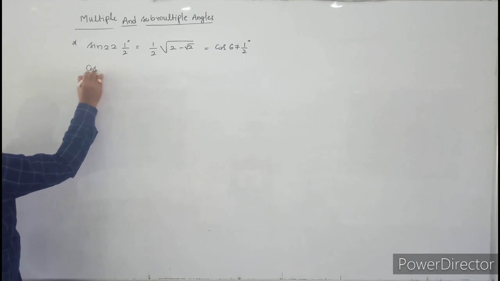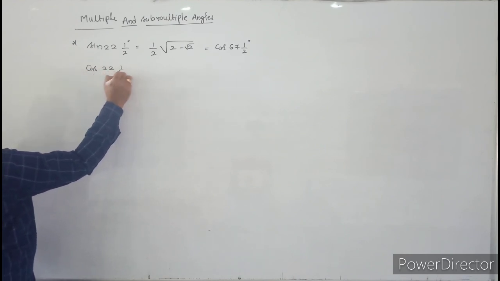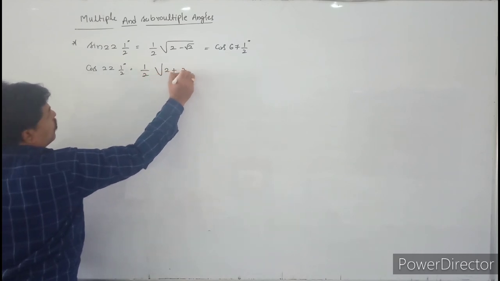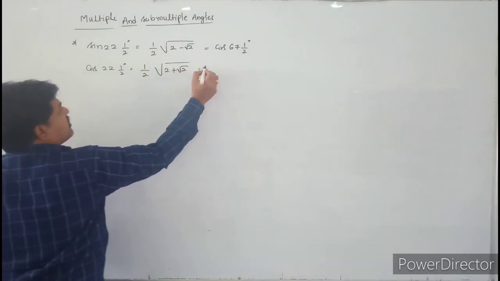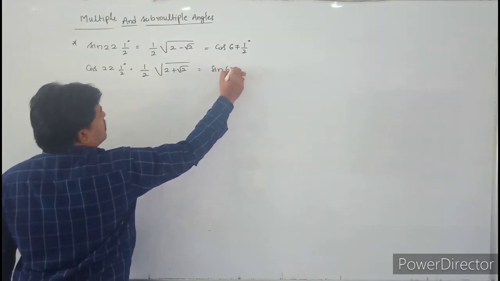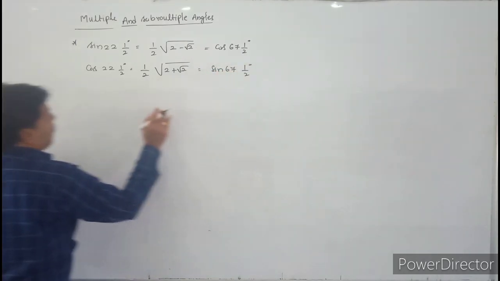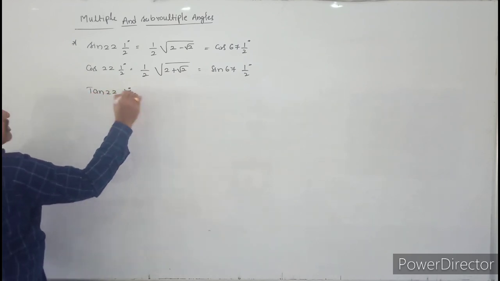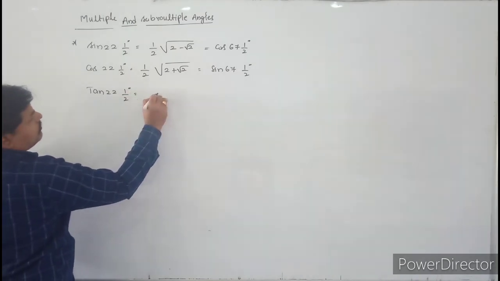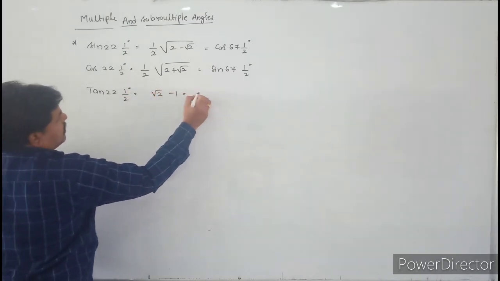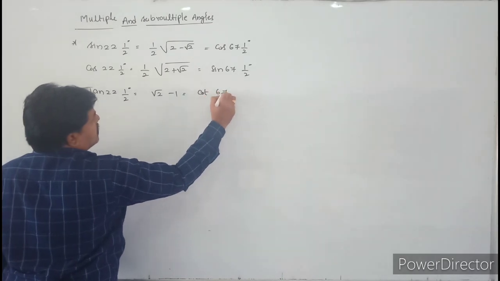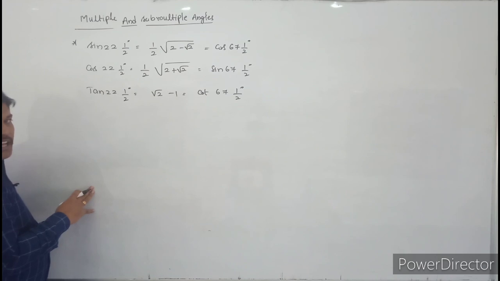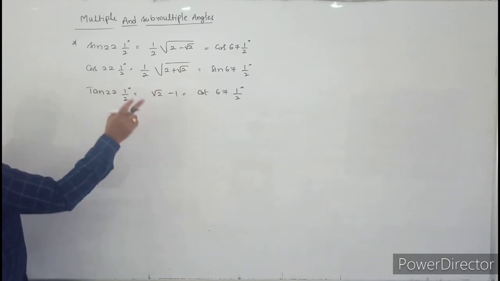And also cos 22.5 degrees is equal to 1 by 2 into square root of 2 plus root 2. So that is equal to sine 67.5 degrees. And tan 22.5 degrees, this value is nothing but root 2 minus 1. So this value is nothing but cot 67.5 degrees. Why? Because cot(90 minus theta) is tan theta. So this can be written as cot of 90 minus theta, that is 67.5 degrees.